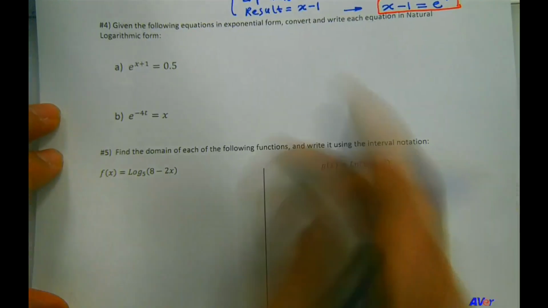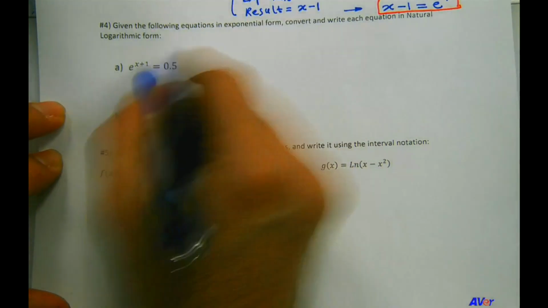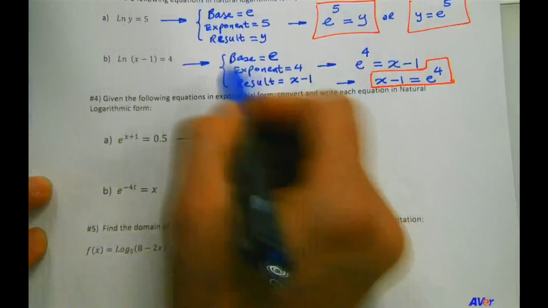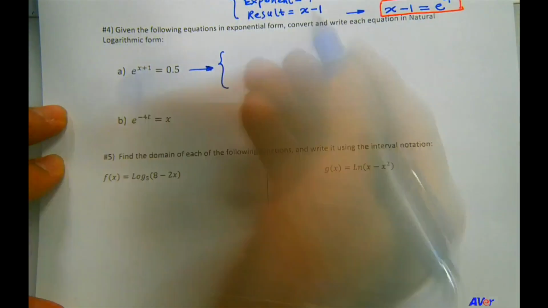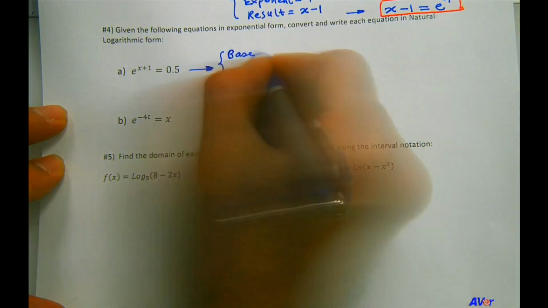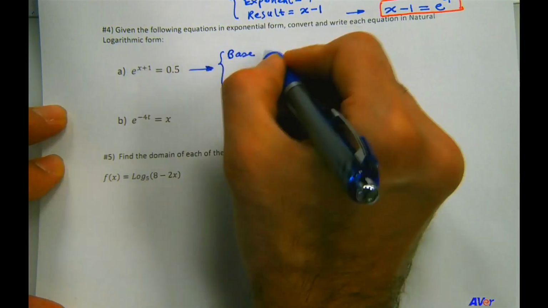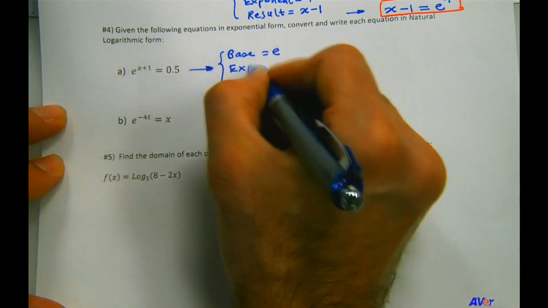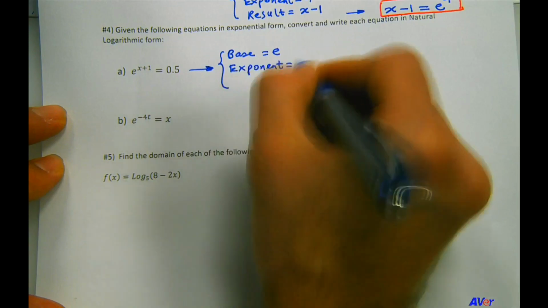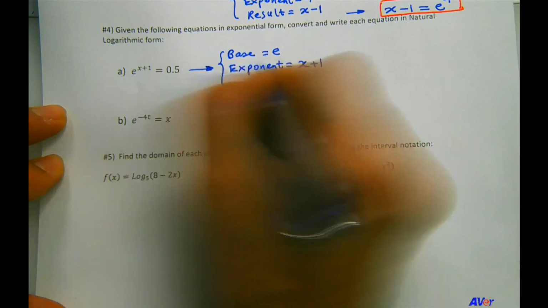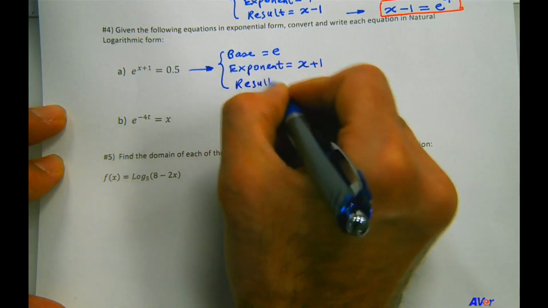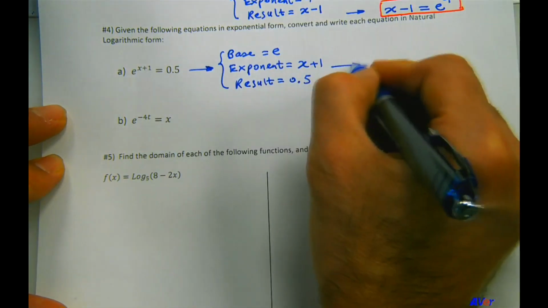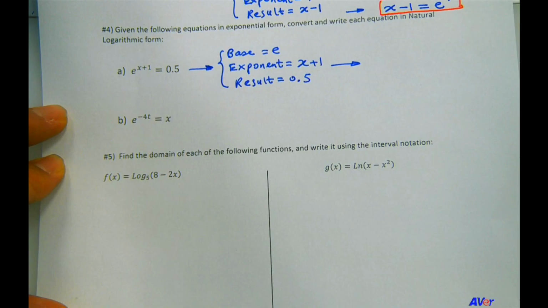Okay, so here the exponent, or let me begin with base because I started with base in all of these. So the base is e. We already know that, right? It's clear from the expression. Base is equal to e. The exponent, again it's clear, is equal to x plus 1. And the result is equal to 0.5, right? So let's piece this together in logarithmic form.